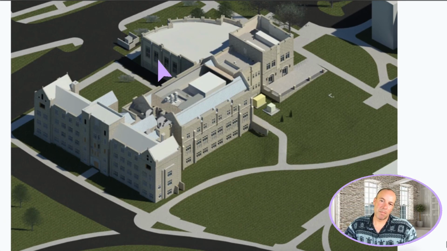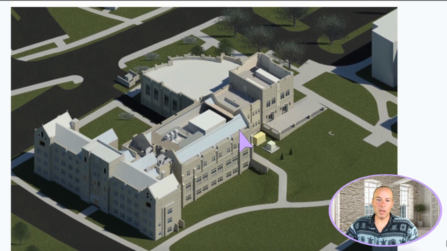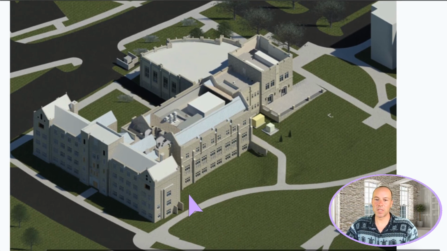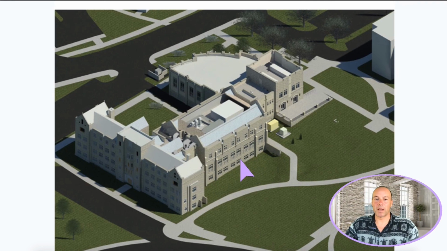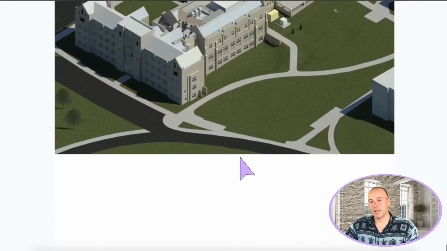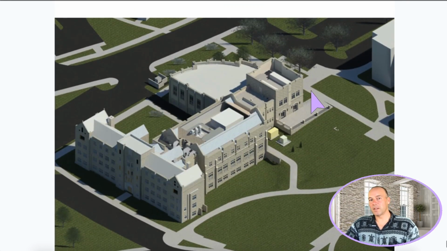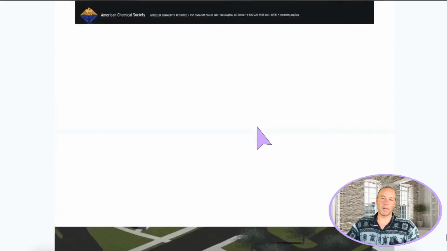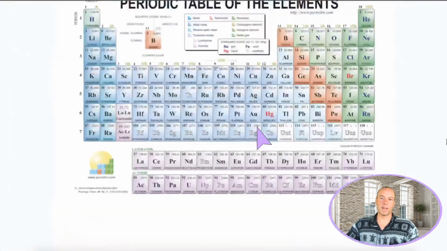And so this is actually a model of the building. I couldn't find a picture of the real building where it looks a lot like the table. But kind of cool. This is Davidson Hall at Virginia Tech University in Blacksburg, Virginia. So, well, that was it. Lots of tables out there. This was my favorite one.